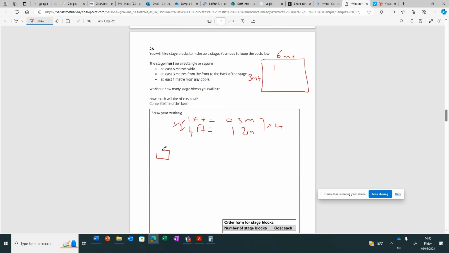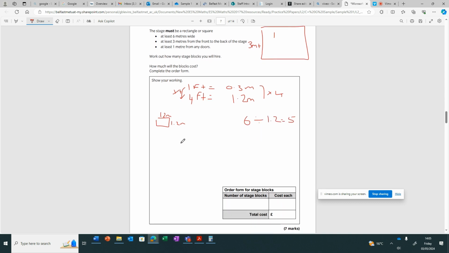And I want to see how many can fit into 6. How many can I get across here? Well, if I take 6 and divide it by 1.2, I'll get 5 blocks. So I can get 1, 2, 3, 4, 5 blocks going that way.